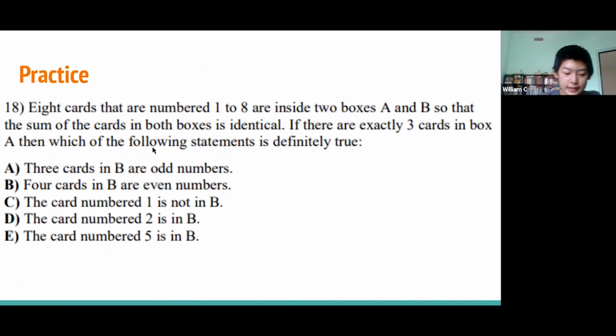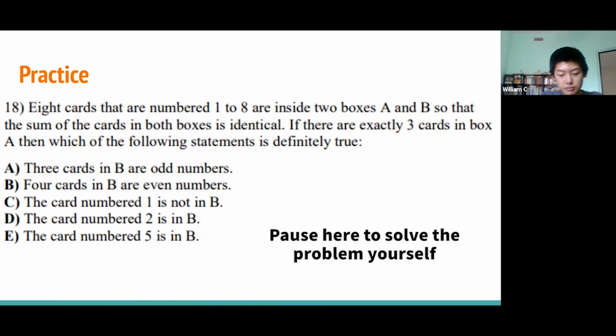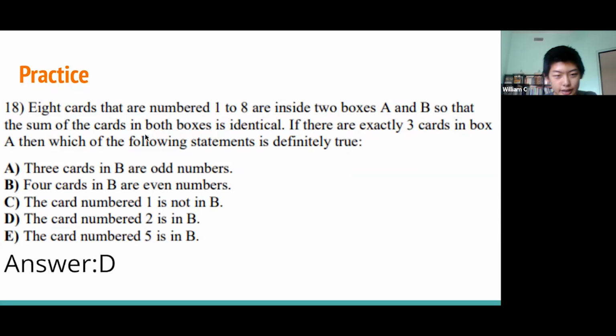Now you practice. 8 cards that are numbered 1 to 8 are inside 2 boxes, A and B, so that the sum of the cards in both boxes is identical. There are exactly 3 cards in box A. Then which of the following statements are definitely true? The correct answer is actually D. So we know that the 8 cards numbered 1 through 8 are inside the boxes.